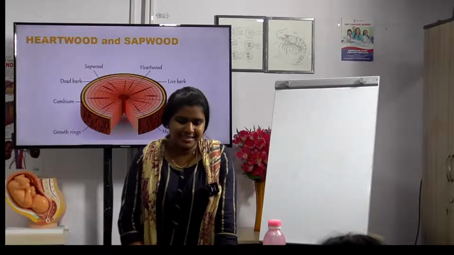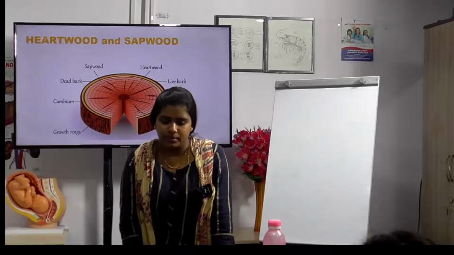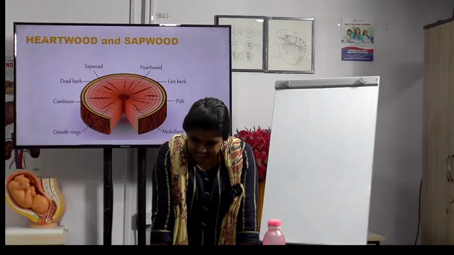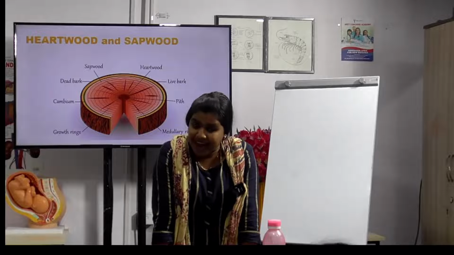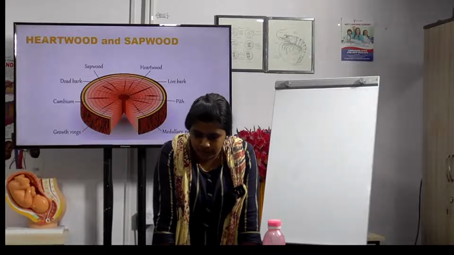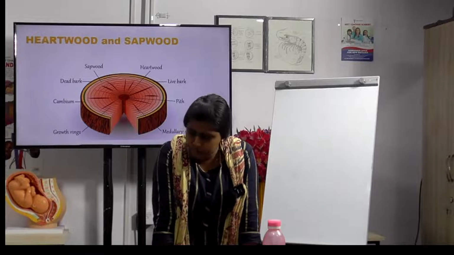Okay. And the next is heartwood and sapwood. Any idea about heartwood and sapwood? Heart, this is heart. Okay, you are saying it will be hard? Hmm.